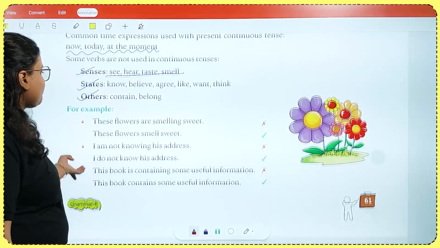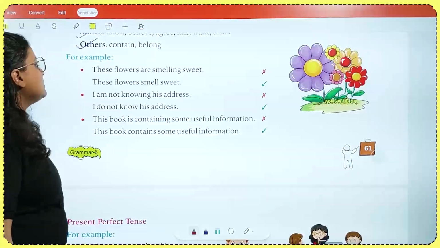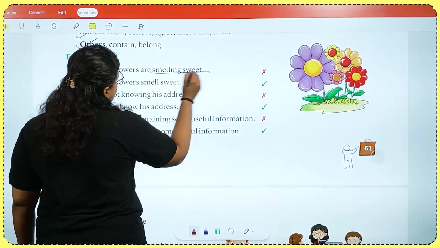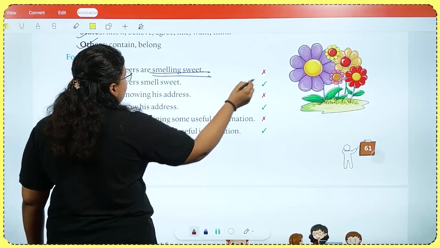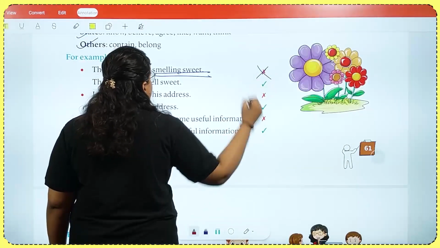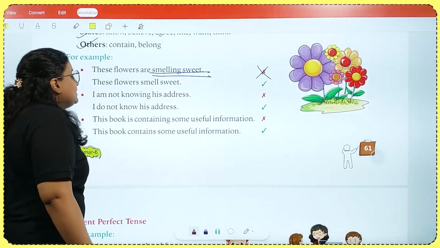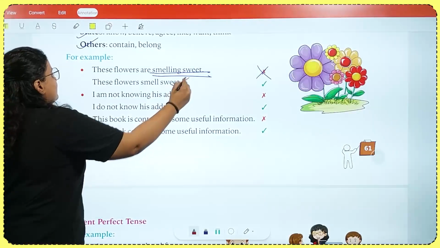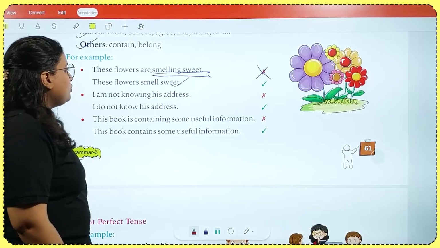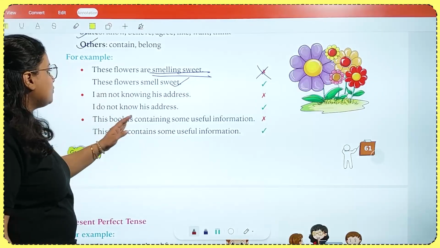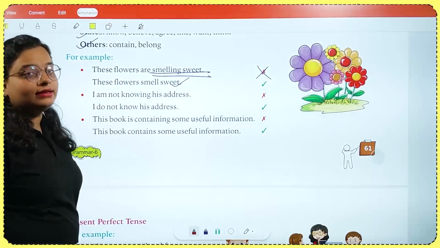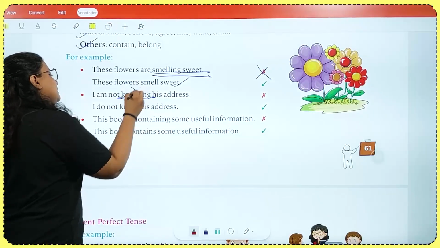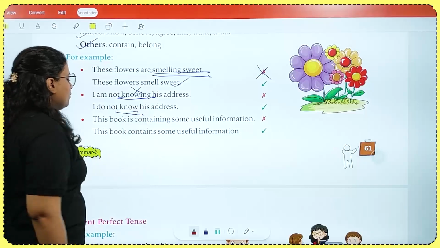Okay, these flowers are smelling sweet. If you write smelling sweet, you might think it is correct, but it is wrong. Okay. What is the correct sentence? These flowers smell sweet. This is the correct sentence. I am not knowing this address. Is wrong. I do not know this address. The word "no" is not accepted. You have to write "not" only.